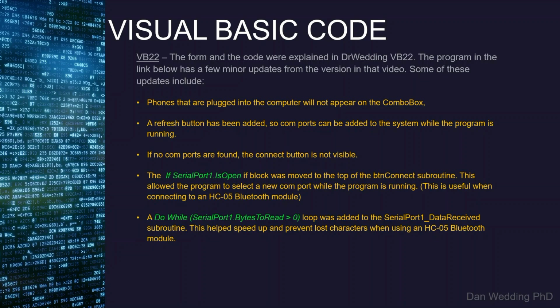This is useful when connecting to an HC05 Bluetooth module. A do while serial port 1 bytes to read is greater than 0 loop was added to the serial port 1 data received subroutine. This helps speed up and prevent lost characters when using an HC05 Bluetooth module.